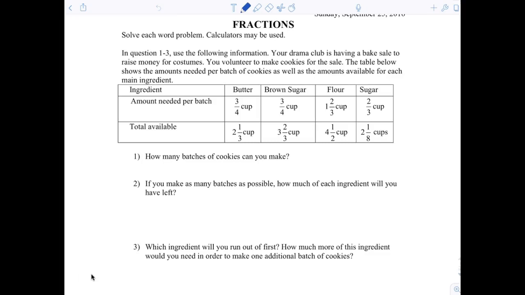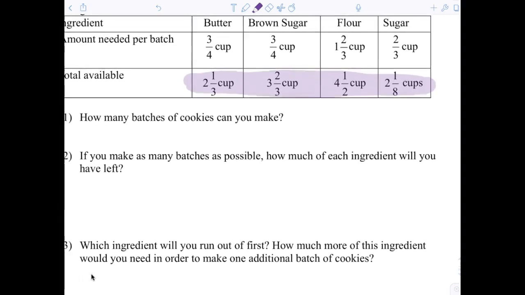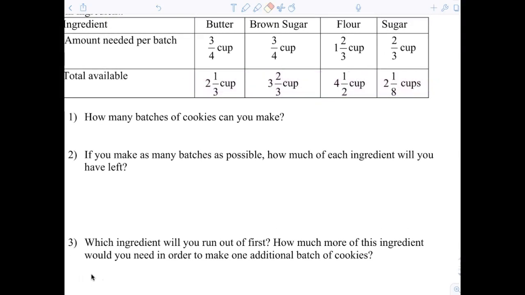Now, these are what you have. You've measured these out. This is the total that you have. Question number 1. How many batches of cookies can you make? Well, again, this is what I have. I have 2 1/3 cup of butter. So if I just needed butter, how many batches can I make? What would I have to do to figure that out?